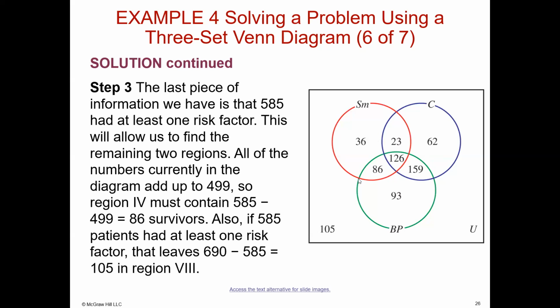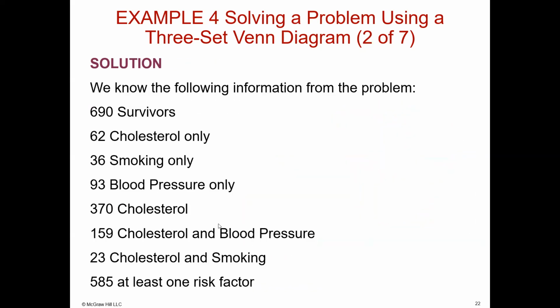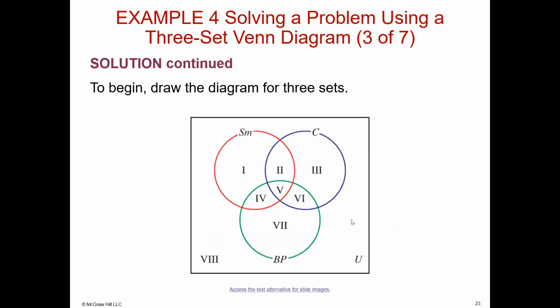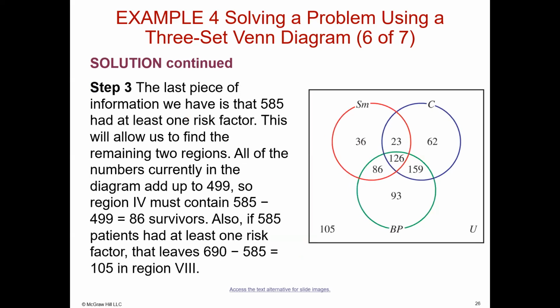Okay. All right. That was kind of an unorthodox problem in a sense, but do you see how we went through it? This was a trickier one because we didn't know what numbers to start with here. But thankfully, one of you helped us out and told us to start with the onlys first. And then we did the ands. And then we did the 370 cholesterol. Then we did the 585 at least one risk factor. And then we were off and running. So that's a little tougher problem. But nonetheless, we still tackled it.